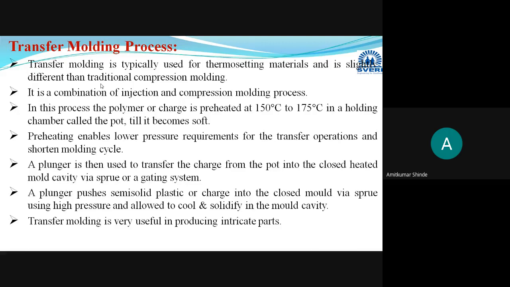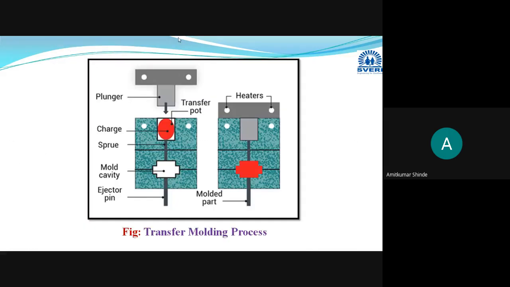Now I will explain it with the help of this basic working principle diagram. First I will explain the process, and after this we will go to the mold design. First I will explain the construction details. This is the plunger, and this is the transfer pot, also known as the shooting cylinder. Then this is the charge, or preheated raw material. Then this is the gating system. Here the sprue arrangement is shown, this is the mold cavity, or our actual part, and these are the ejector pins. Here you can see circular holes; through these circular holes we provide our heating source.